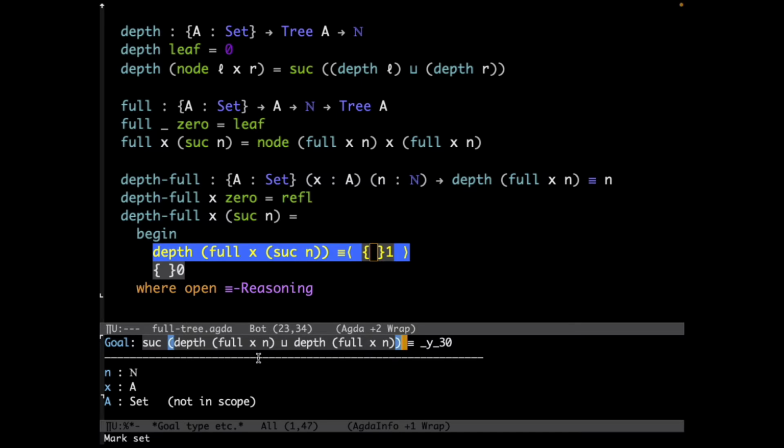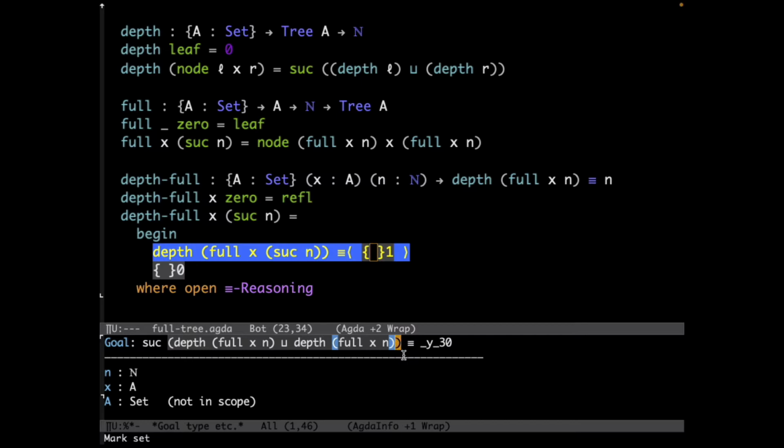So what would we like to do? Okay, so let's first make sure that we have just one depthful xn. We are going to use a lemma that says that the maximum of x and x equals x. I want to use that.